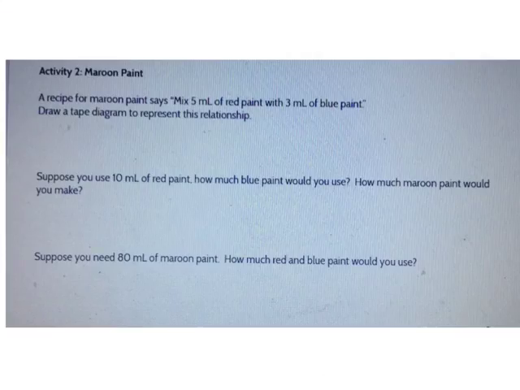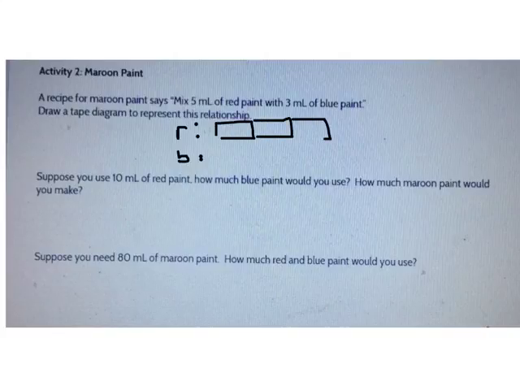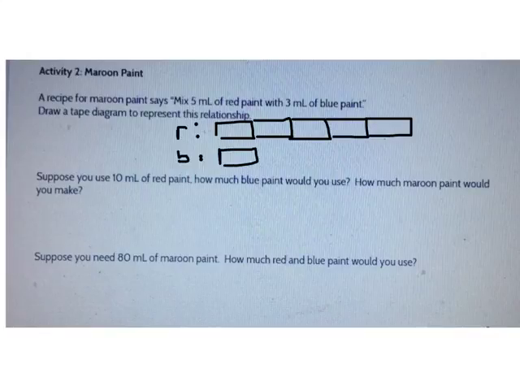Let's do another example. A recipe for maroon paint says mix 5 milliliters of red paint with 3 milliliters of blue paint. Draw a tape diagram to represent this relationship. Go ahead and draw a tape diagram now with red paint and blue paint. The ratio is 5 to 3. So red will have 5 boxes and blue will have 3.